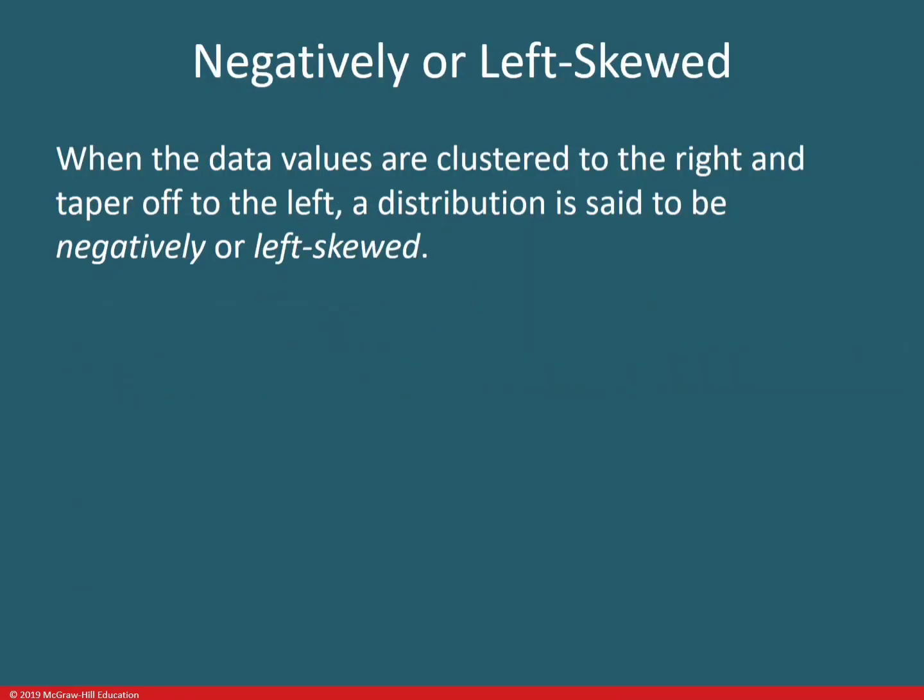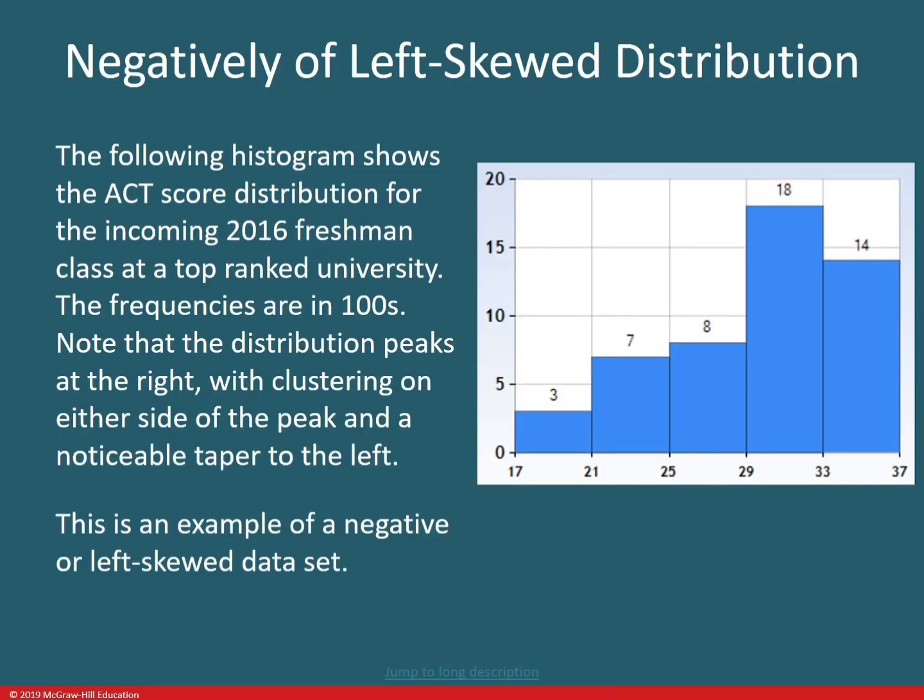And negatively skewed is when the data values are clustered to the right and then taper off to the left. So meaning, as you can tell, they're all kind of to the right of the graph, and then it's going down towards the left, right? So it's kind of like skewing towards the left. It's falling towards the left while it's increasing towards the right. So this would be a left skewed.